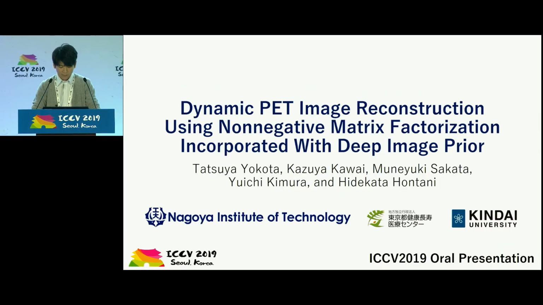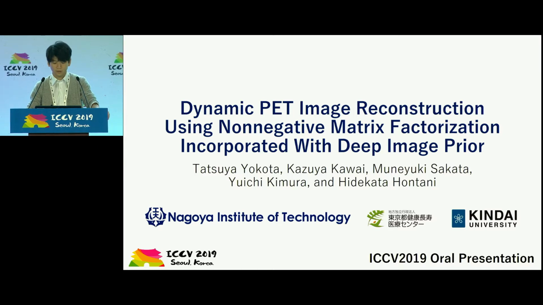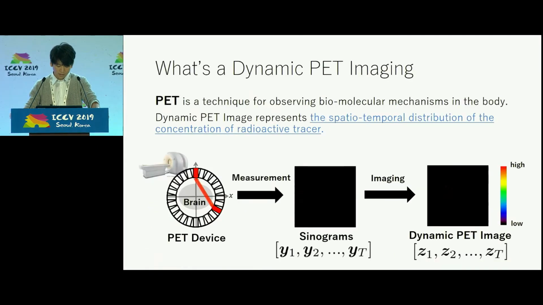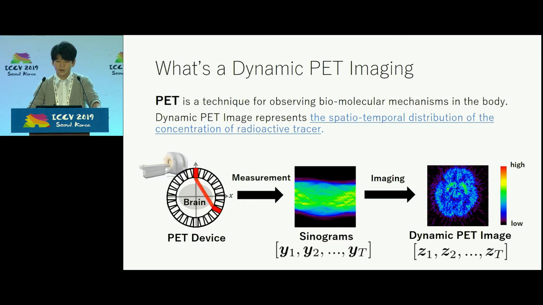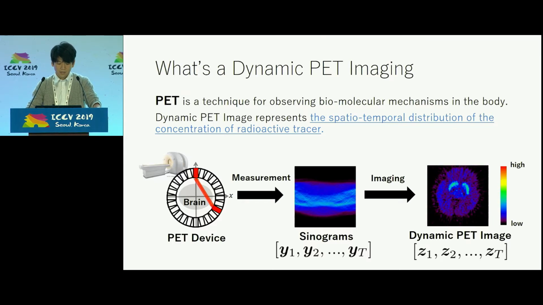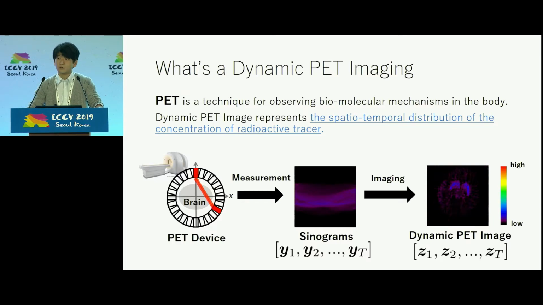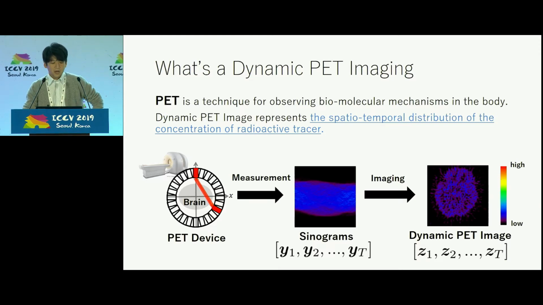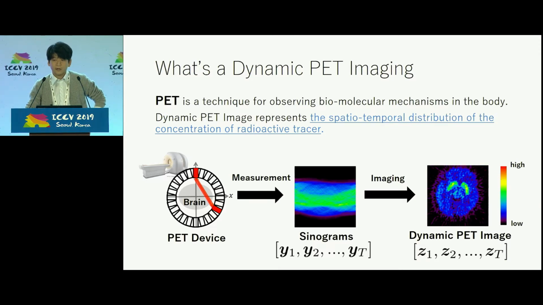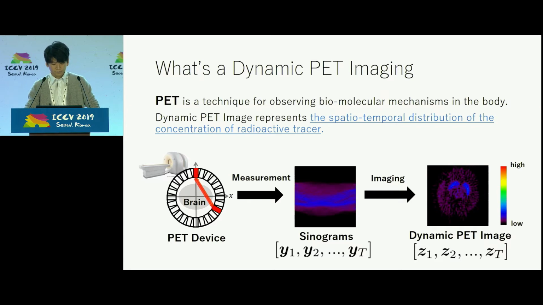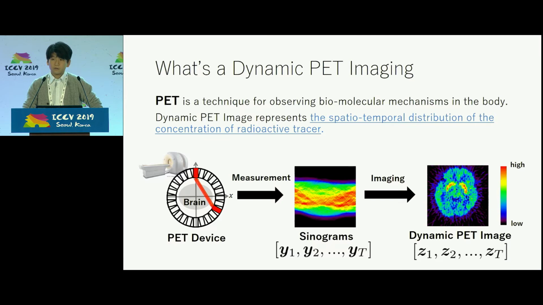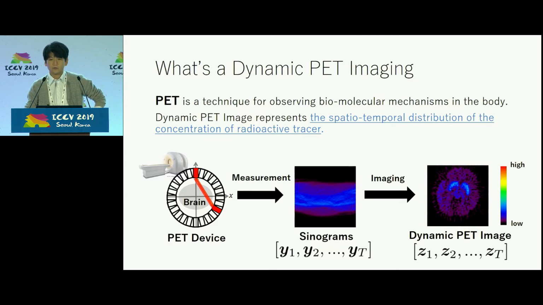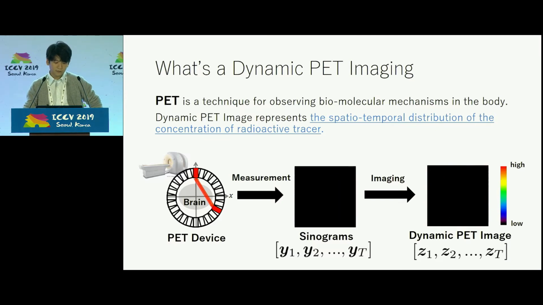Hello everyone, I'm Yokota. The title of our paper is Dynamic PET Image Reconstruction using Non-Negative Matrix Factorization incorporated with Deep Image Prior. PET is a technique for observing biomolecular mechanisms in the body. First, a radioactive tracer is introduced into the human body, and we scan the target area such as the brain by a PET device. After scanning, we obtain the time series of sinograms. The task here is to reconstruct the dynamic PET image from sinograms.